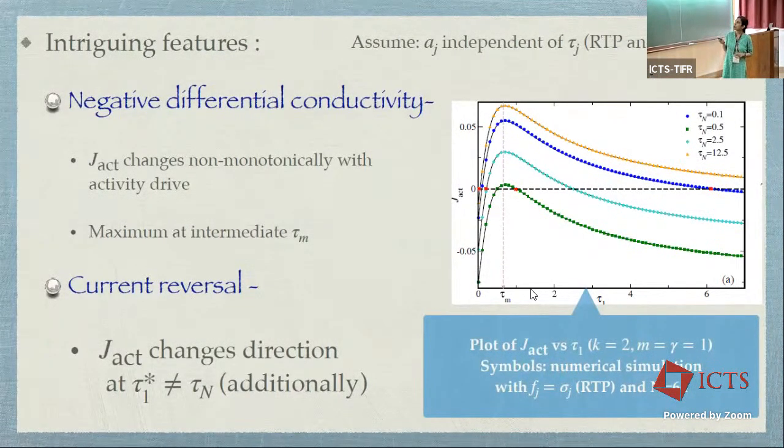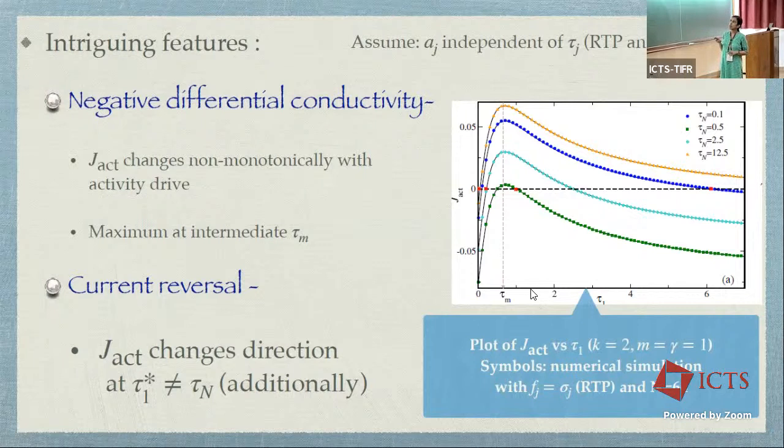Here is a plot of the total current as a function of tau1, the activity of the left reservoir, for different values of the activity of the right reservoir. You can already see there are two intriguing features. One is that the current is a non-monotonic function of tau. Fixing tau n and changing tau1 is like changing the activity drive. When we increase the drive, the current first increases and then decreases again. This is something we never see in equilibrium. For thermal driving, we can never see a non-monotonic behavior like that. This is what is called negative differential conductivity.